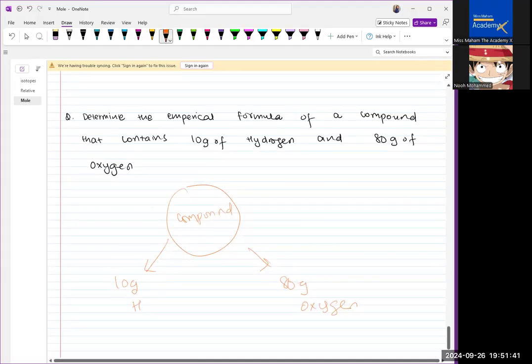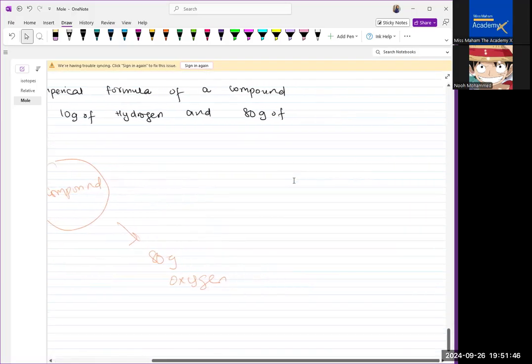So how do you go about this question? There are steps to calculate your empirical formula. I'm going to write them here.